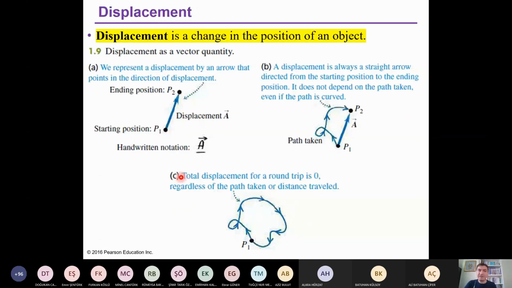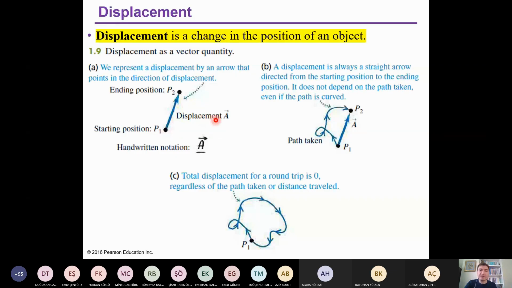Let's discuss the displacement, a very important term in physics, especially for physics 1. Displacement is a change in the position of an object. In Turkish, yer değiştirme. Here, look at this one. This is the position 1, initial position or starting position or first position. And this is the position 2, ending position or second position or last position, you can say. So you move from that point to that point. And this is the displacement.